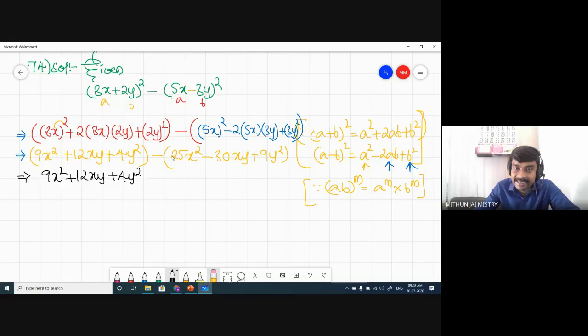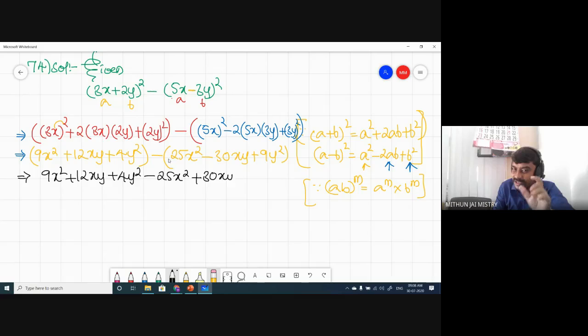Minus will go inside now because you're removing the bracket, and it will change all the symbols of the terms. That is, minus into plus will be minus, minus into minus will be plus, minus into plus will be minus. So everybody's symbol will change. Plus 25x square will become minus 25x square, right? Then minus into minus is plus 30xy.